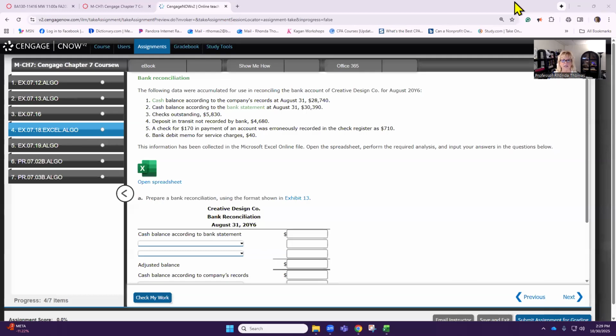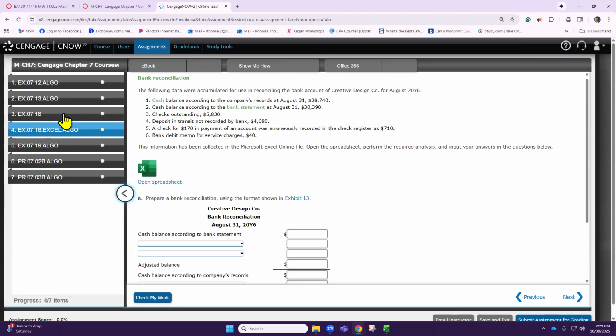So Chapter 7 is about the cash asset account. Remember, we started going into more in-depth information about assets. Chapter 6 was inventory. Now Chapter 7 is cash, okay?